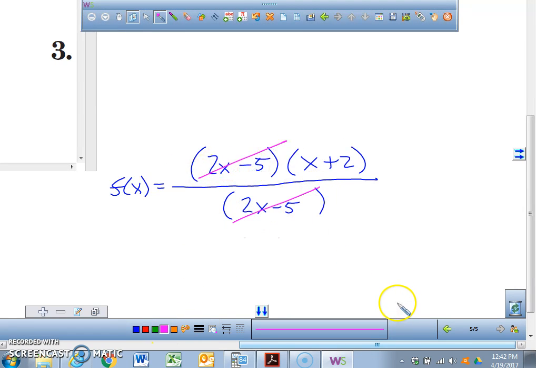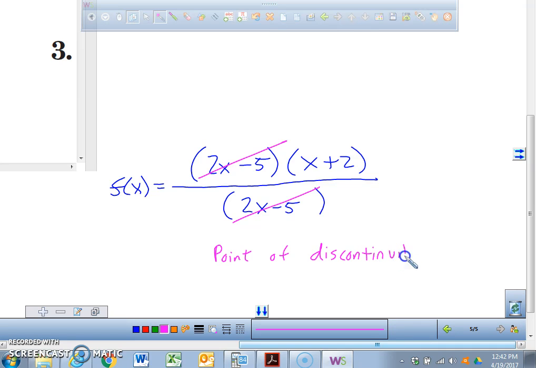Cross this off. Now, whenever you eliminate something from the numerator and the denominator, you have not found an asymptote. You have found what's called a point of discontinuity. Now that is a long and fancy way of saying you just found a hole. A hole is considered to be a point of discontinuity.